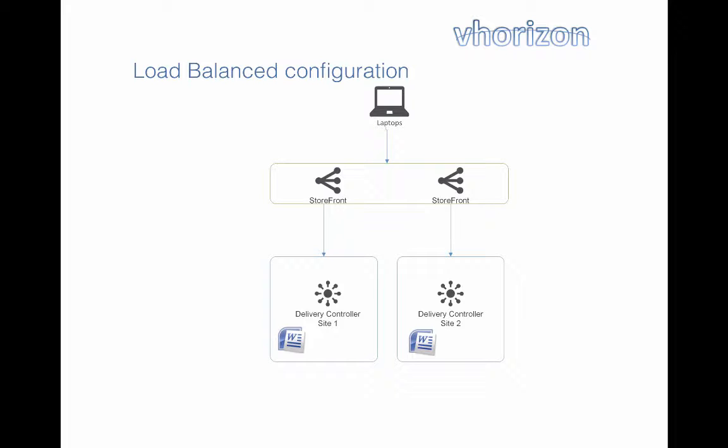Then when user 2 comes in, the authentication is going to happen at StoreFront and the enumeration request is going to go through to site 2. User 3, then it'll go back to site 1, etc., etc. It'll keep flip-flopping in that particular fashion. Quite simple, and it's an additional method of load balancing provided over and above all the other load balancing points within an infrastructure.